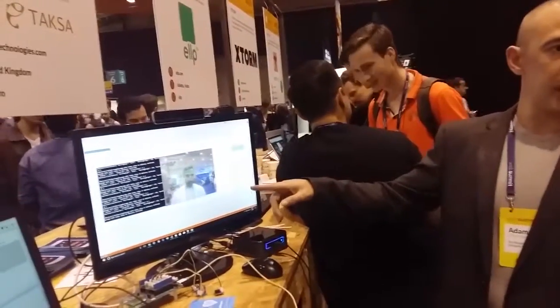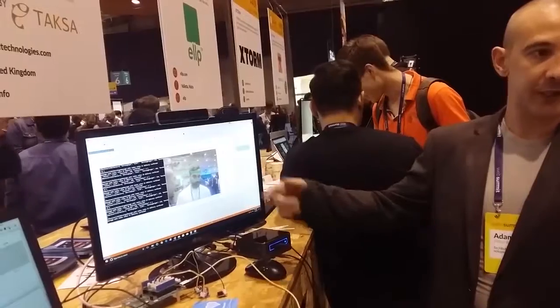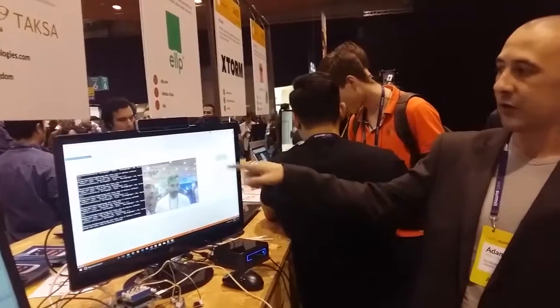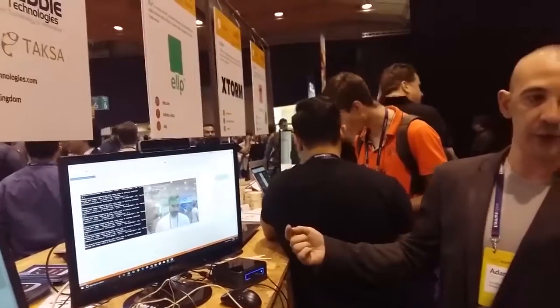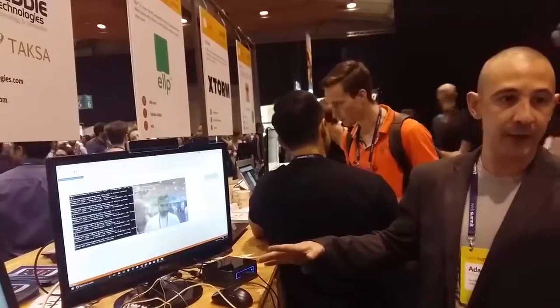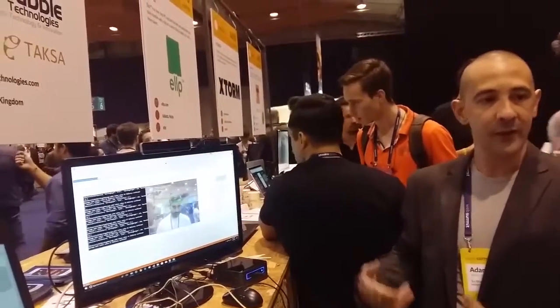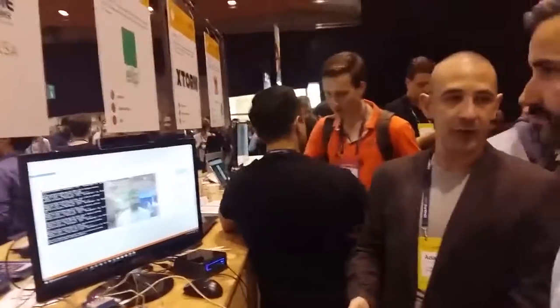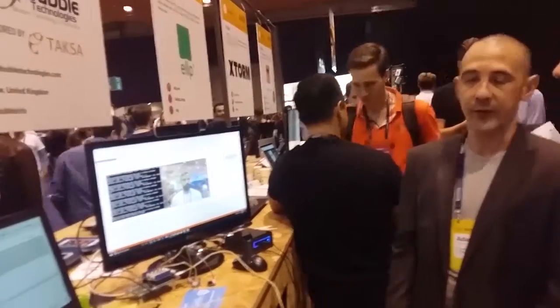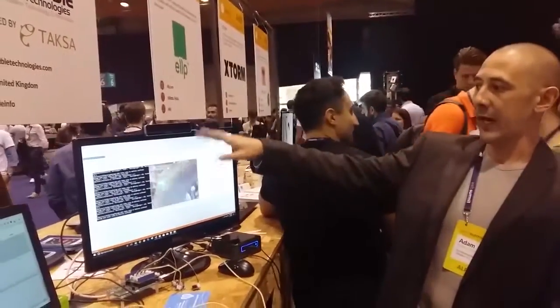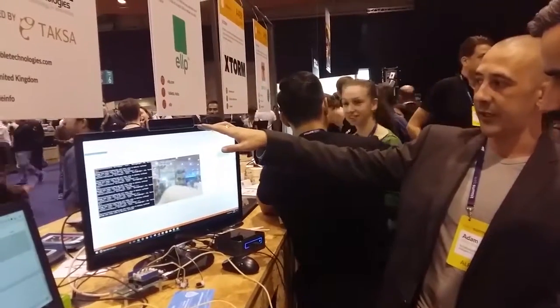This is an open beta, open source version of the project, which you can download on GitHub. It's a Windows application, and we've got two versions available at the moment, which is totally free. There's two versions. It uses the RealSense.